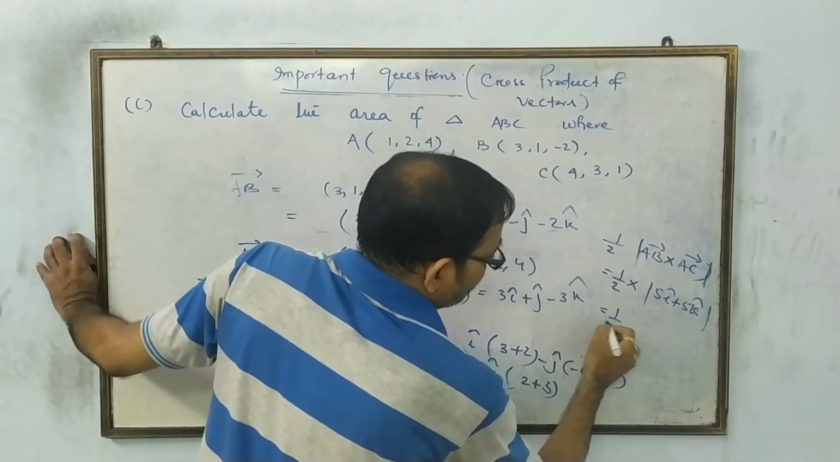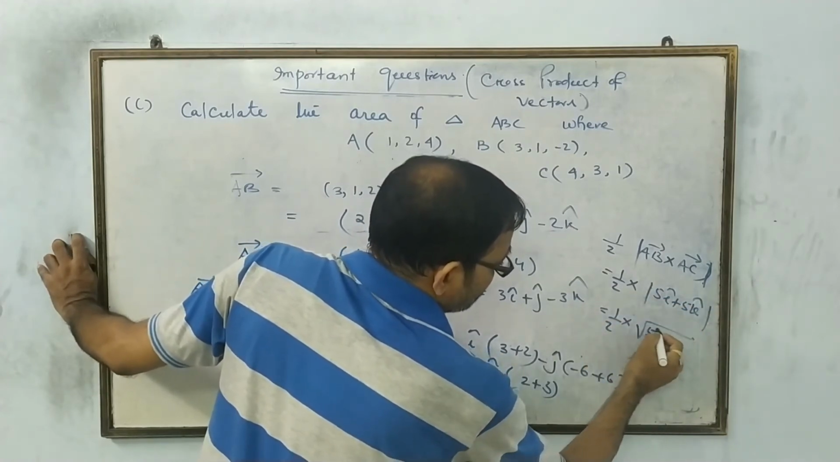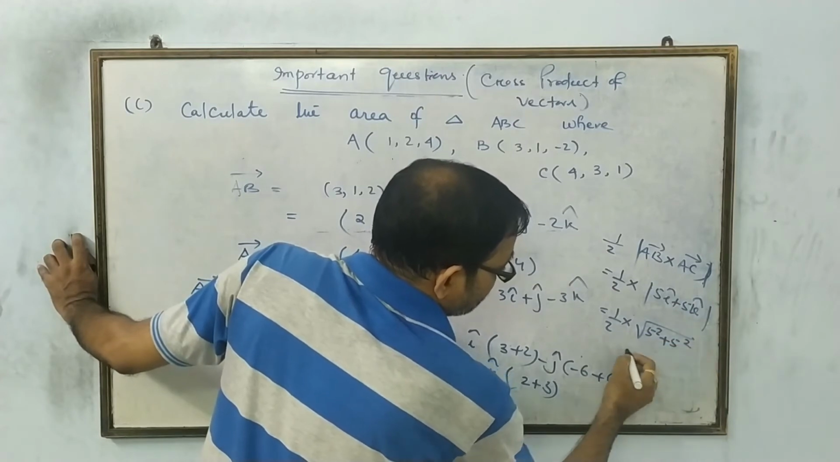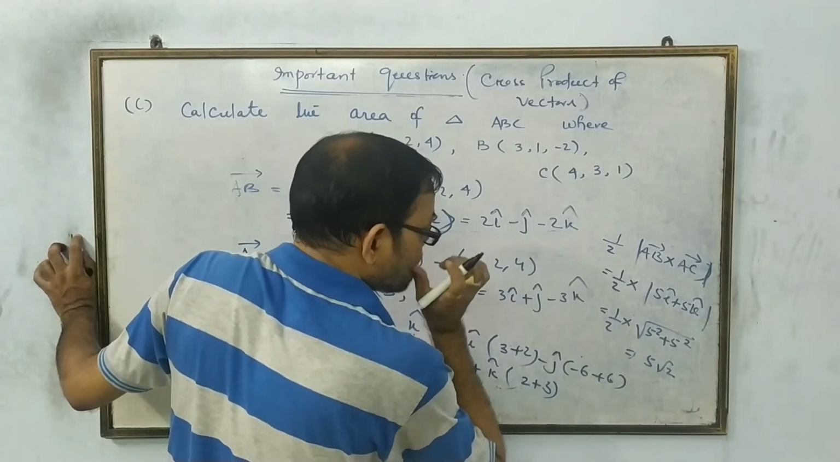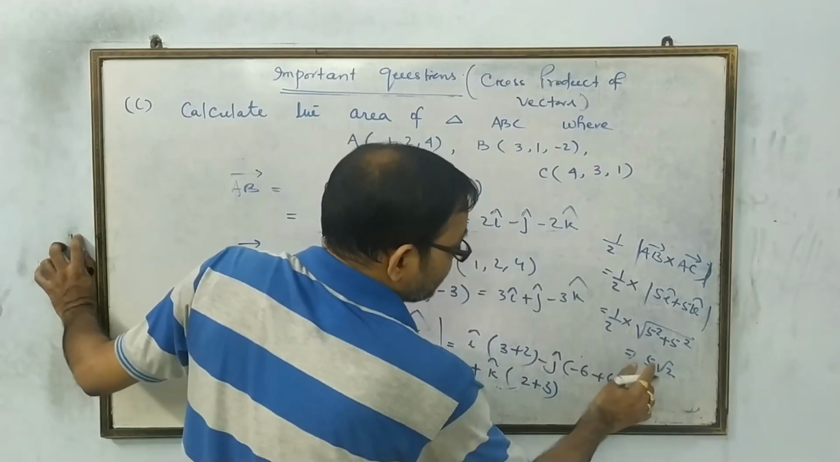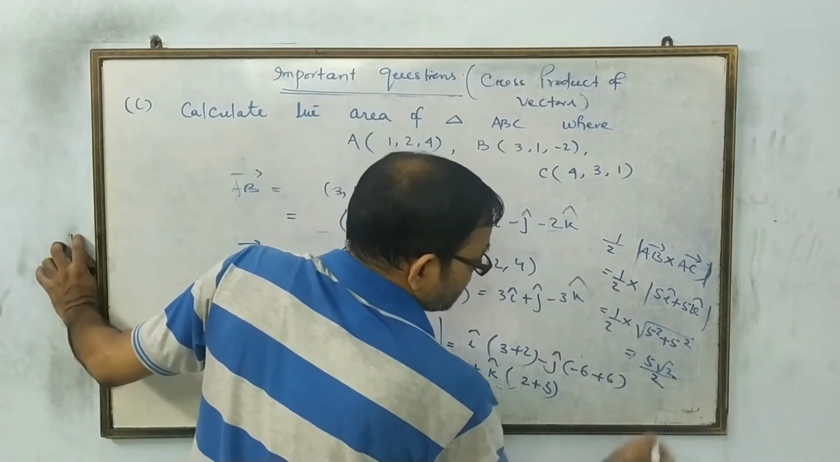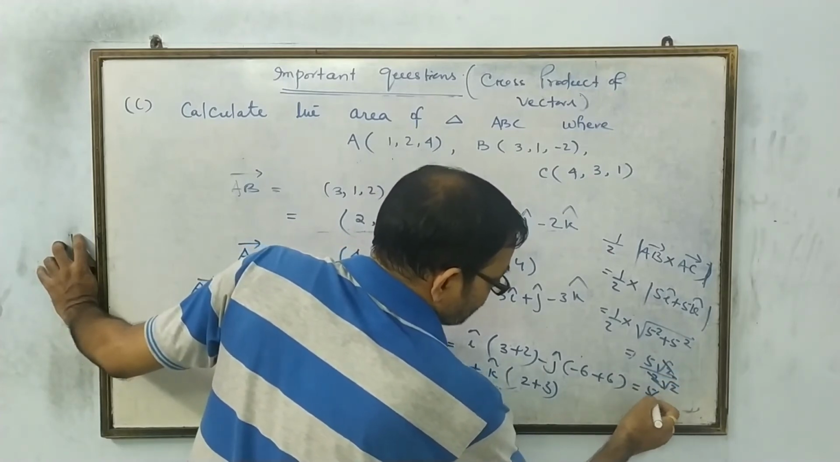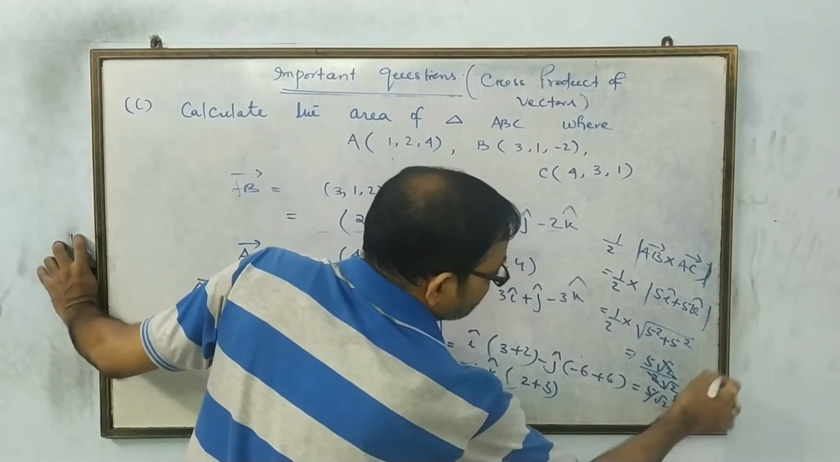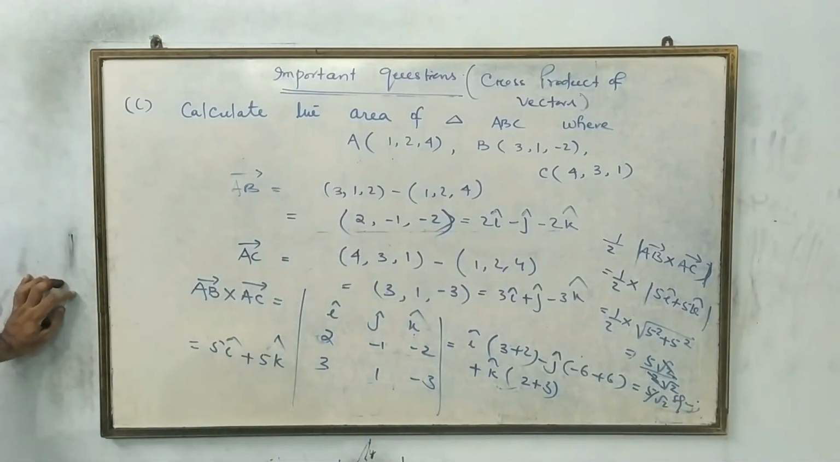Half of root over 5 square plus 5 square, 25 plus 25, 50. That is 5 root 2. So 5 root 2 by 2, root 2 cancels, it is 5 by root 2. So answer is 5 by root 2 square unit. Pause the video to note it down.